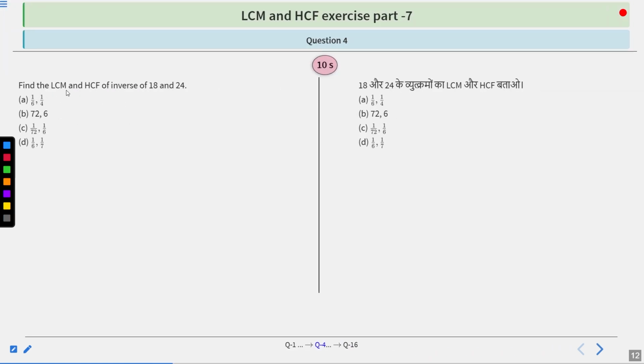Find the LCM and HCF of inverse of 18 and 24. Options are A, 1 upon 6 and 1 upon 4. B, 72, 6. Option C, 1 upon 72, 1 upon 6. And option D, 1 upon 6, 1 upon 7. These are the options. And you have 10 seconds to find out the correct answer. After that, I will do the solution.